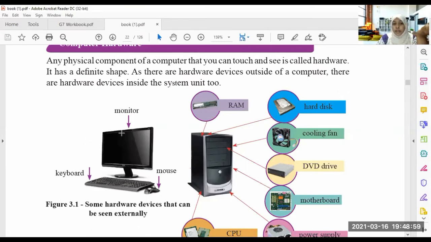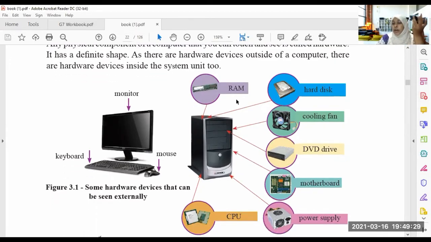The hardware devices which are outside, which we can see from the outside, can be the monitor, the mouse, the keyboard. These are on the outside. We can touch them, right? Also, there are other external hardware devices like the printer, the barcode reader, the scanner, the microphone, the speakers. All these things are outside the system unit, right?